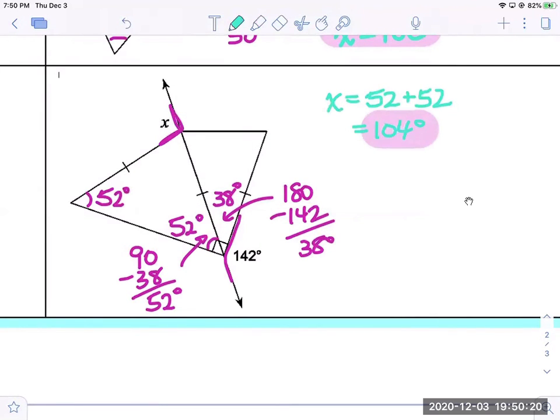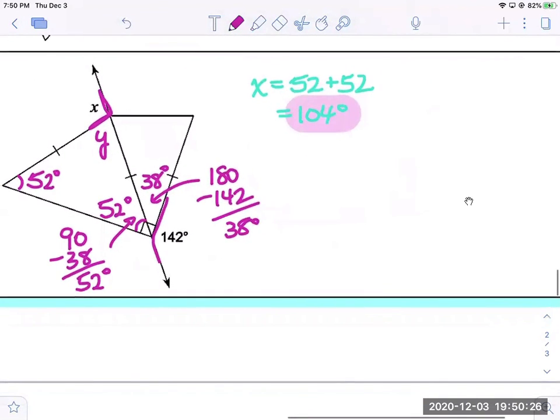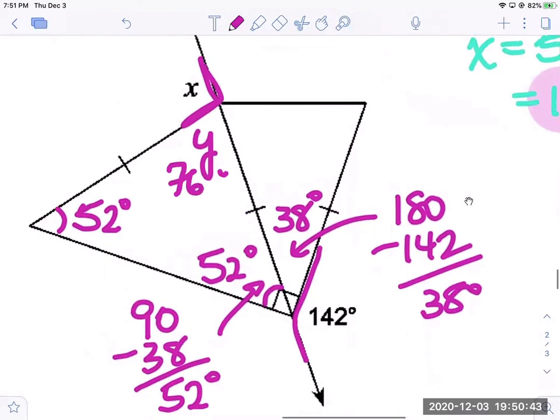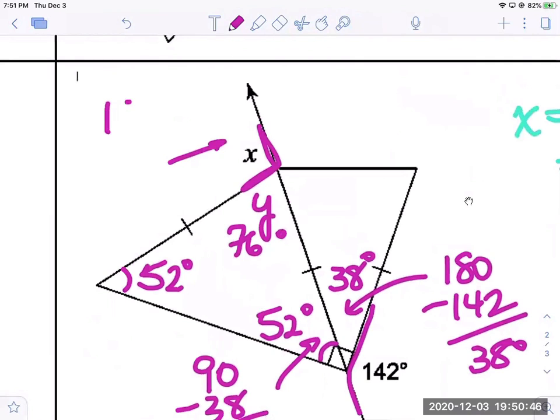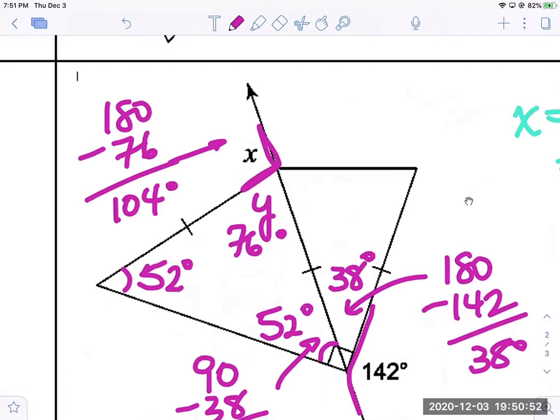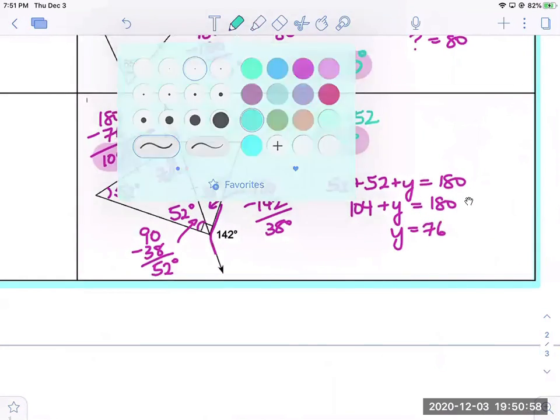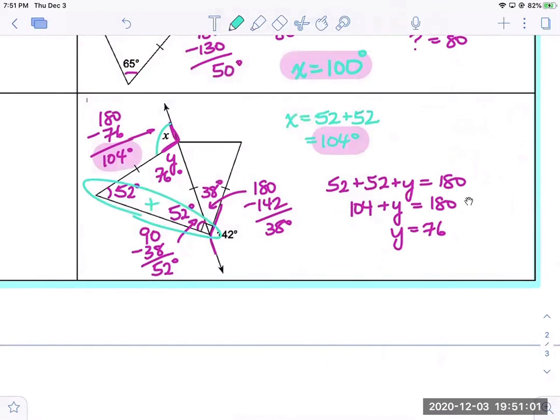Or I can go ahead and figure out this other angle measure here. So I'm going to call that y. 52 plus 52 plus y is 180. And that's 104 plus y is 180. So y is 76. So if this is 76 degrees, then the linear pair is 180 minus 76, which is 104. So obviously it's quicker to notice that this exterior angle is the sum of the two remote interiors, but you'll get there both ways.